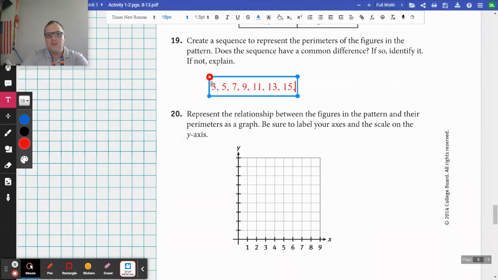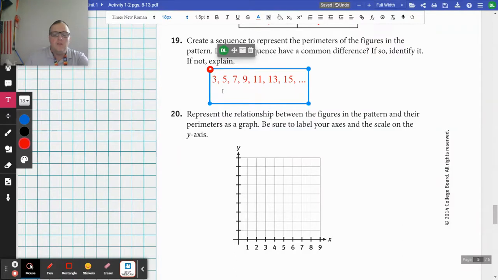And 15 is as far as I go. Can it continue? Yes. Does it have a common difference? If so, identify it. Okay, so we'll move this up some. So does it have a common difference? Yes, it does.